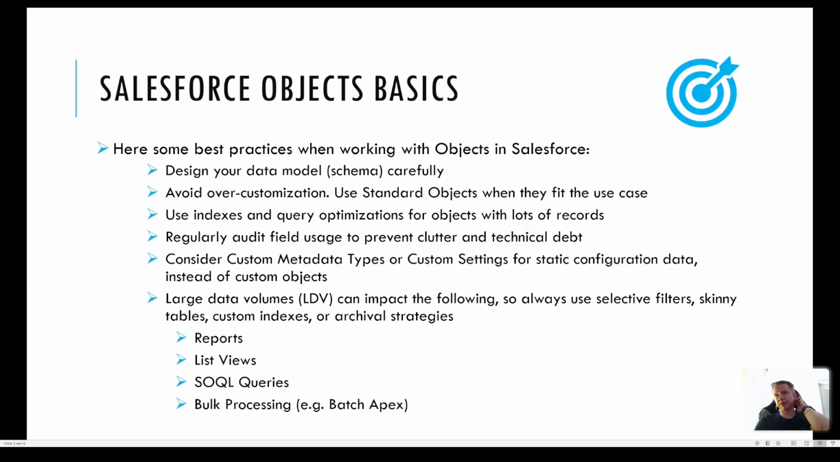Always double-check given possibilities and use standard objects before creating custom objects, and design your data model really carefully. Of course, use indexes and query optimization for objects with a lot of records. So if you already know, okay, there will be a lot of apartments or hotels, keep that in mind. Regularly audit field usage to prevent clutter and technical debts. And keep in mind that large data volume will impact reports, list views, SOQL queries, bulk processing, batch Apex, these kinds of things.